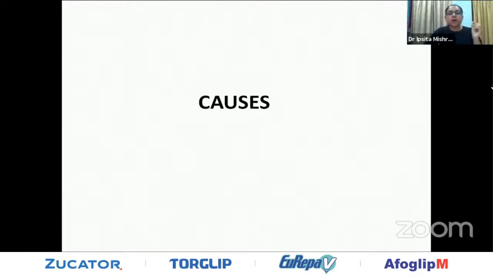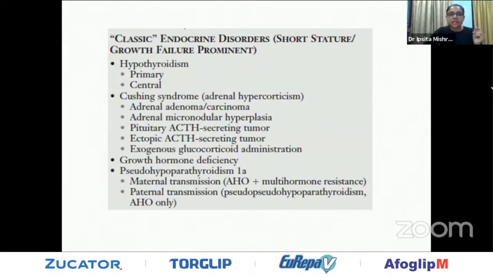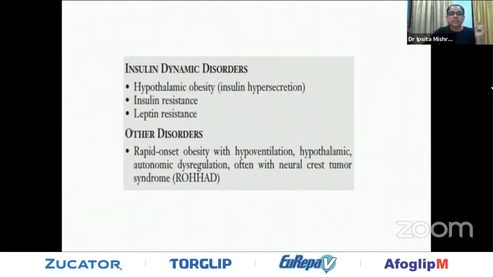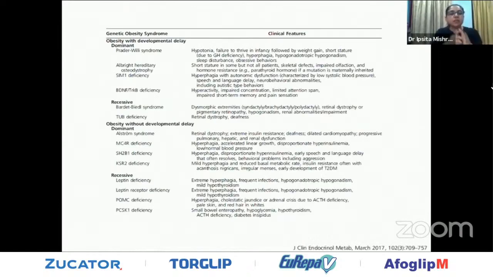So broadly, the causes of obesity are classified into monogenic syndromic causes, classic endocrine disorders, insulin dynamic disorders, and some miscellaneous aspects. So coming back again, the genetic obesity syndromes, which include both the monogenic and the syndromic processes, are broadly classified into obesity with developmental delay and obesity without developmental delay. Now, amongst all this long list of diseases, which we come across commonly is the Prader-Willi syndrome, where these children usually manifest with hypotonia in infancy, failure to thrive, followed by rapid weight gain and hypogonadism.